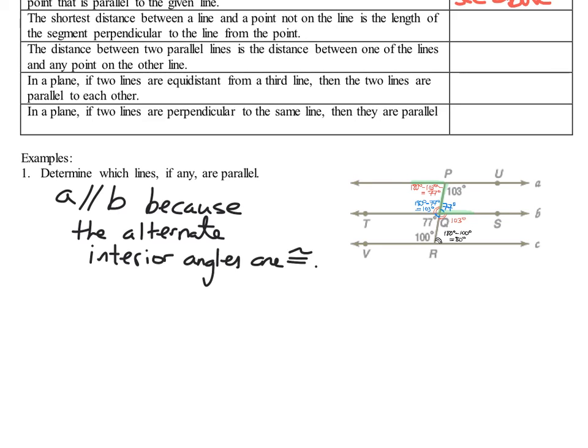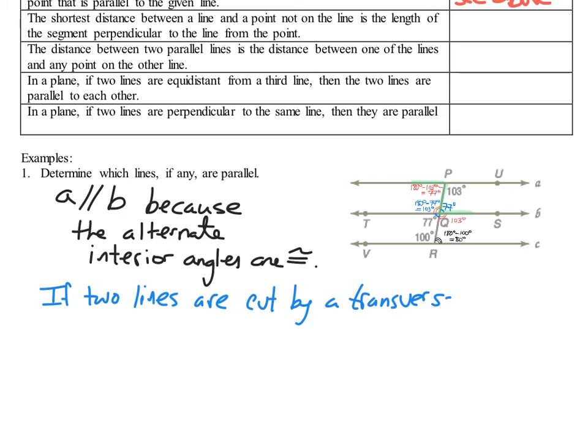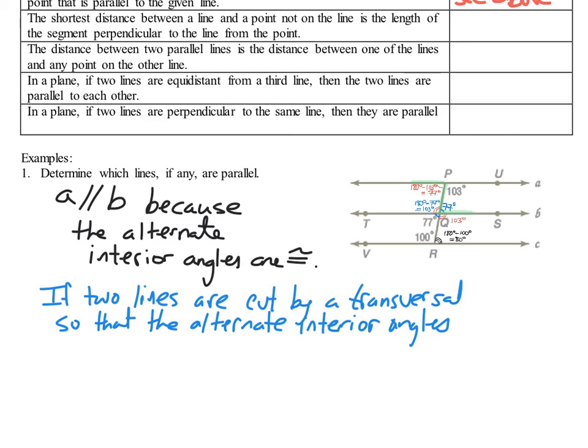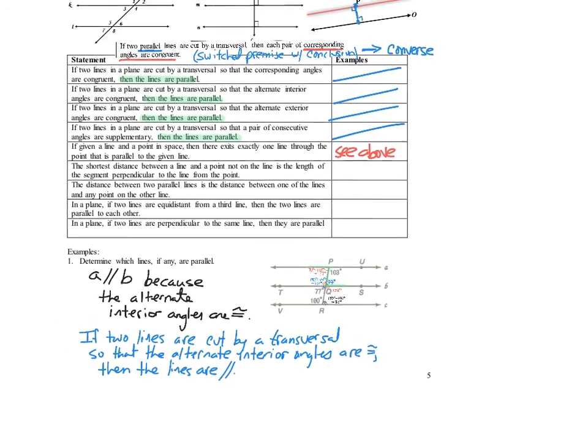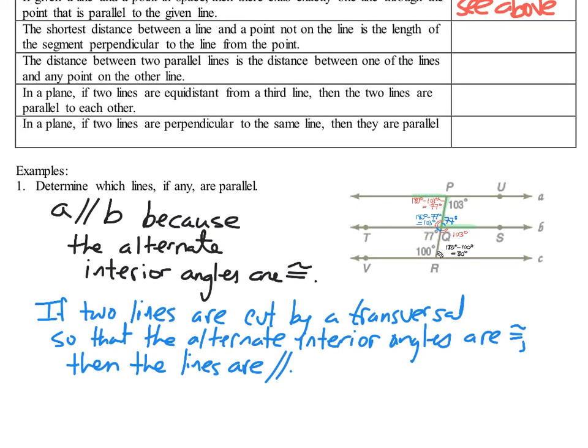So what I'm going to write is really just a rule. If two lines are cut by a transversal so that the alternate interior angles are congruent, then the lines are parallel. Should be pretty close to what the rule says. It doesn't have to be word for word, as long as you get most of it.